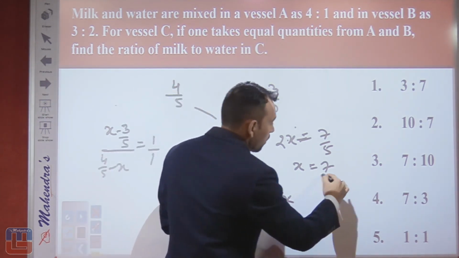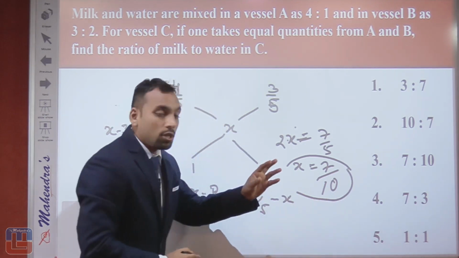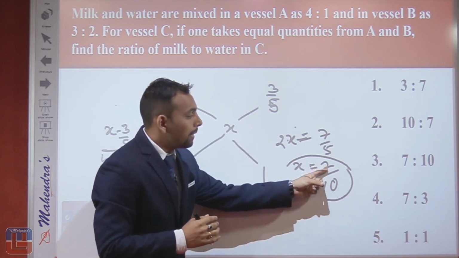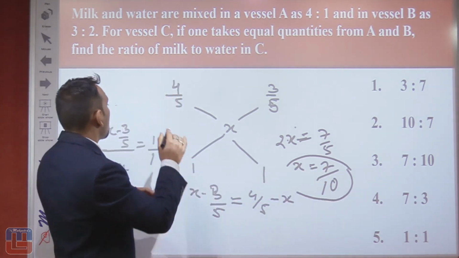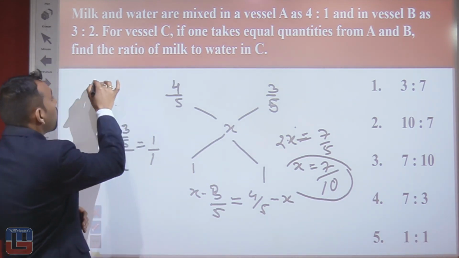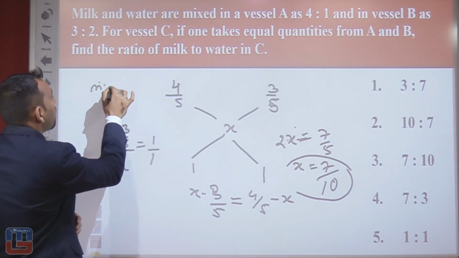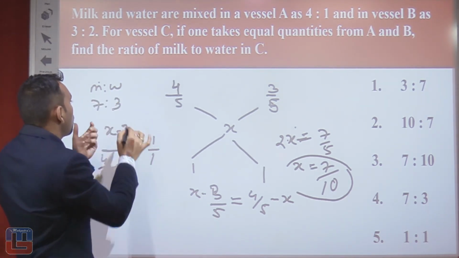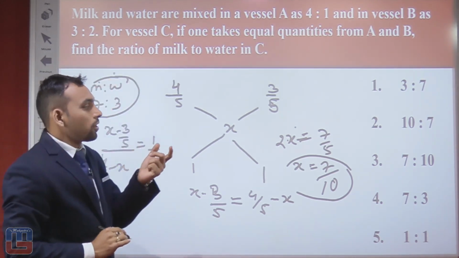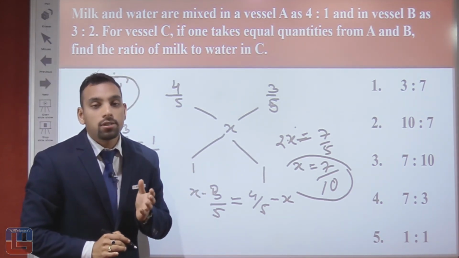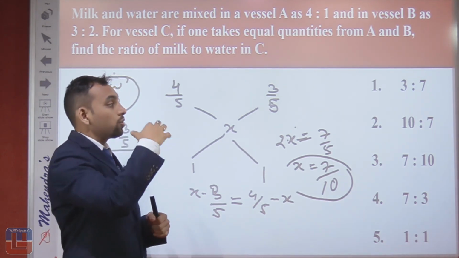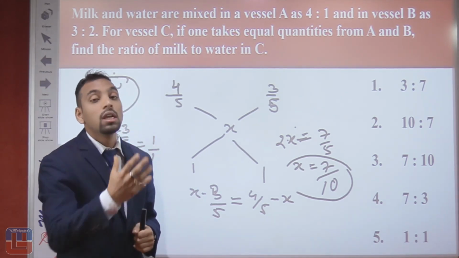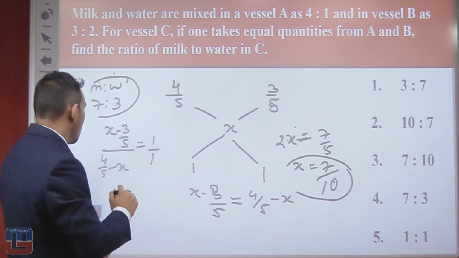So X will be equal to 7/10. Now see here, this is the quantity of milk in vessel C, but we have to find the ratio. If milk is 7, total is 10, so the water will be equal to 3, so the ratio of milk and water will be 7:3. See the options, you can see the fourth option will be the correct answer of this question. So what is the trick? Basically, solve this question by the method of alligation, then things will be quite easy as compared to the traditional method. Now let us move to the next question.